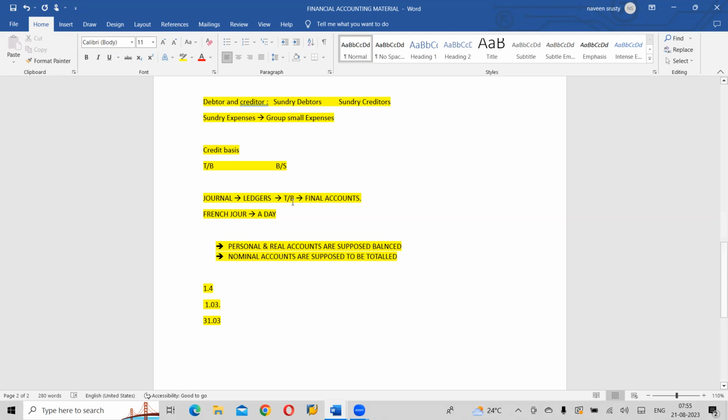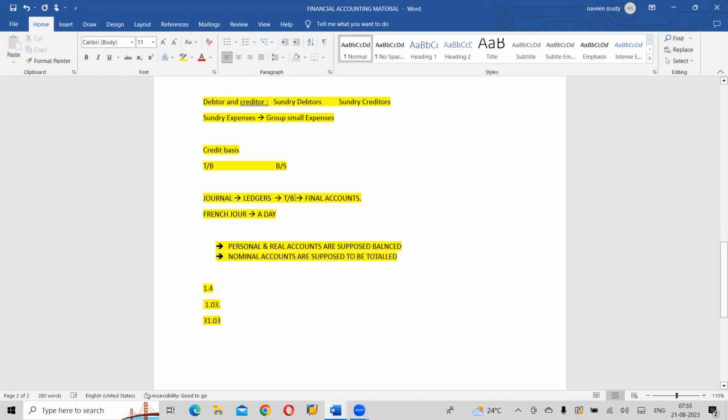Understood? So from whatever things are there in this trial balance, we will prepare our final accounts. That is nothing but your trading account, profit and loss account, and balance sheet. Whatever debits and credits are there, on the basis of the trial balance list, we will prepare our final accounts. Clear? That is the reason we call it a trial balance.